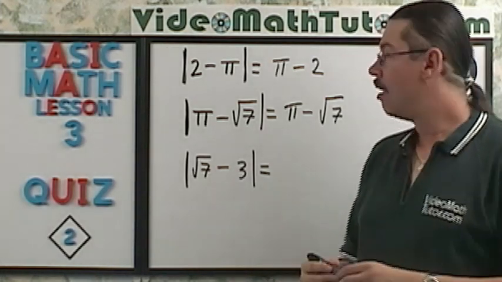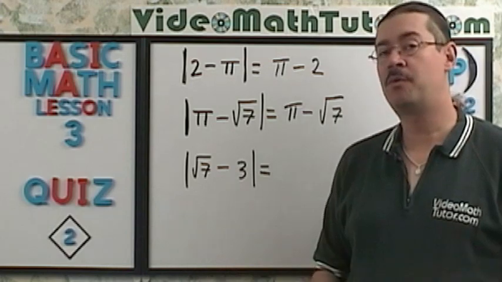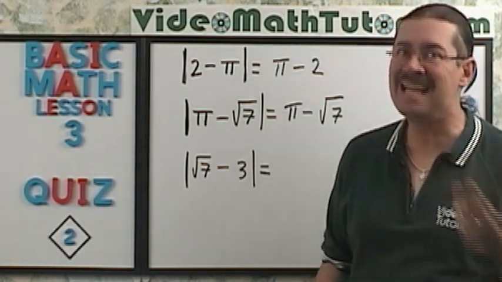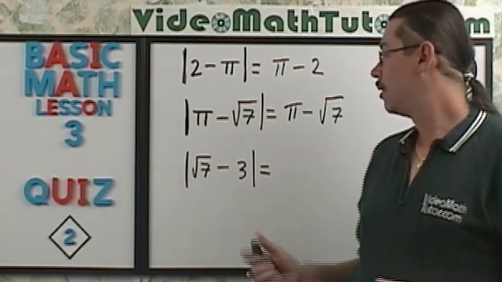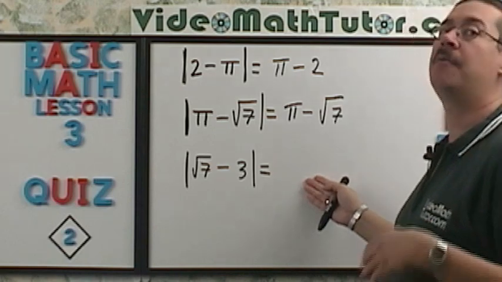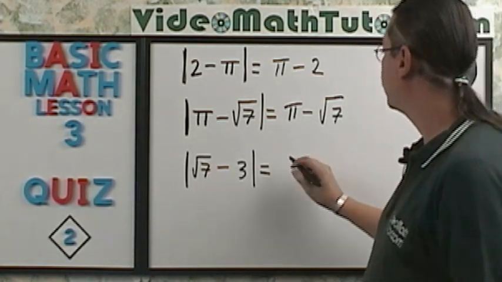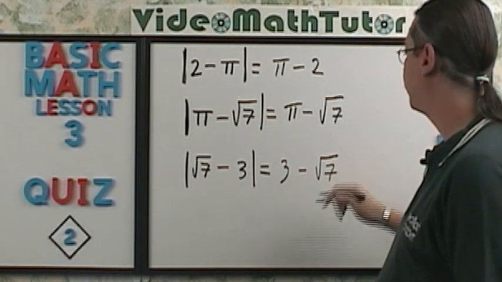That's it. For this last problem, again, I just mentioned that square root of 7 is approximately 2.6 minus 3. So 2 something minus 3, that's going to be negative. But we don't want negatives. So what was our little trick? To write this without absolute values, and we want a positive answer, switch them around. So we're going to get 3 minus the square root of 7.